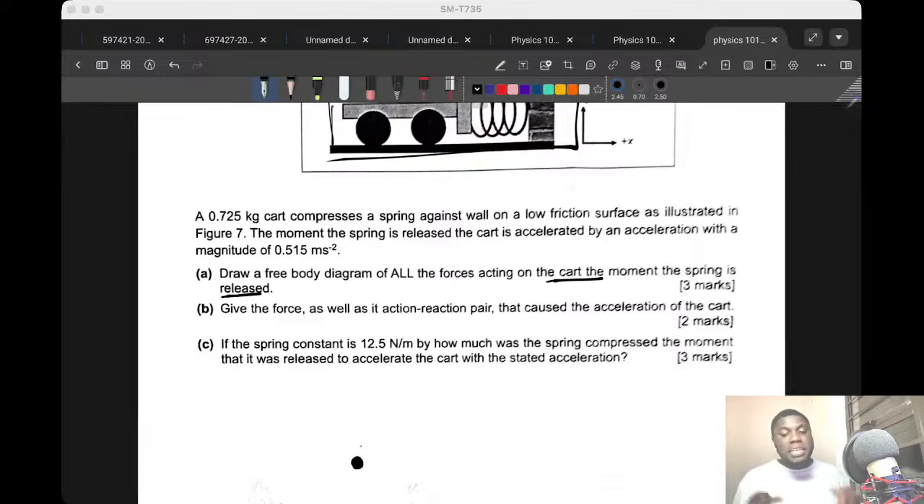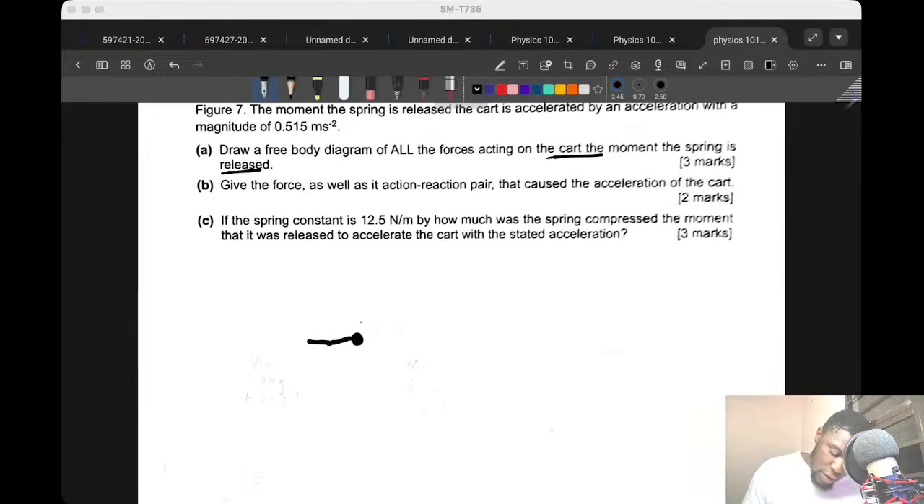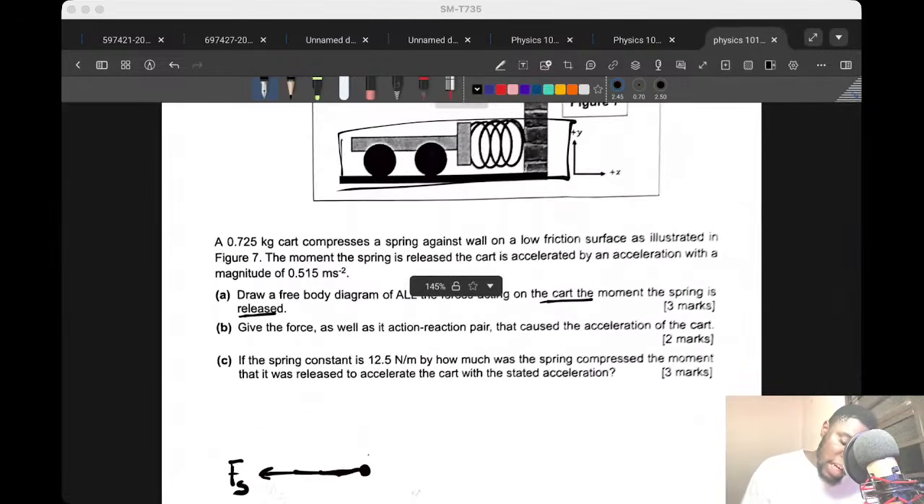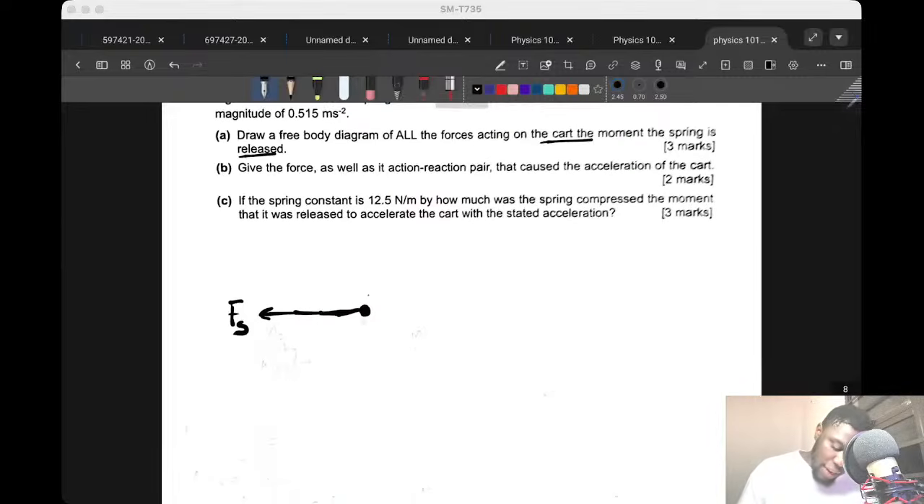So when you release the spring, it's now pushing the cart. So basically we have this force, which is like this, and we say force by the spring. Then what other force is acting on the cart? Is the cart pushing in? No. It is just being pushed away by this spring. Then what else do we have? We just have the weight. And we also have the normal, which is exactly the same size as the weight.